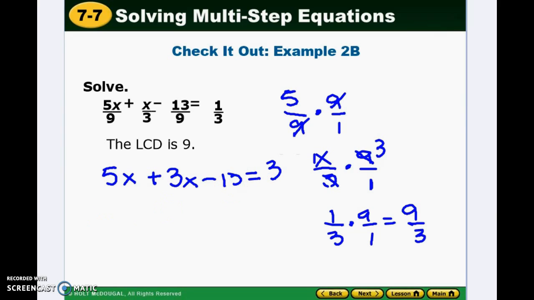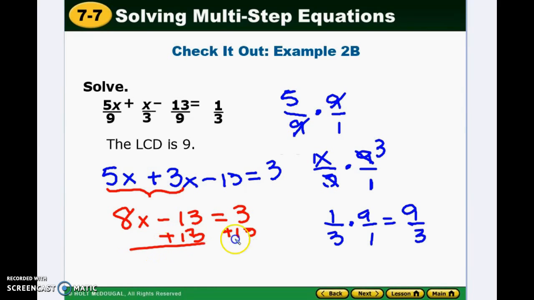Okay. So now again, we need to look to see if we have any terms that we can put together. And in that case, these two, we have 5x plus 3x. And that will give us 8x minus 13 is equal to 3. And now this is an easy two-step equation. So we add 13 on both sides. And we get 8x is equal to 26. And divide both sides by 8.